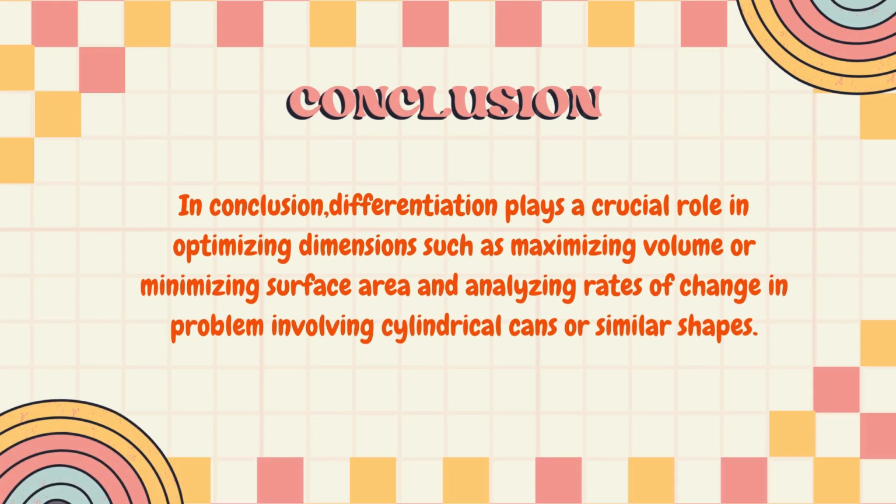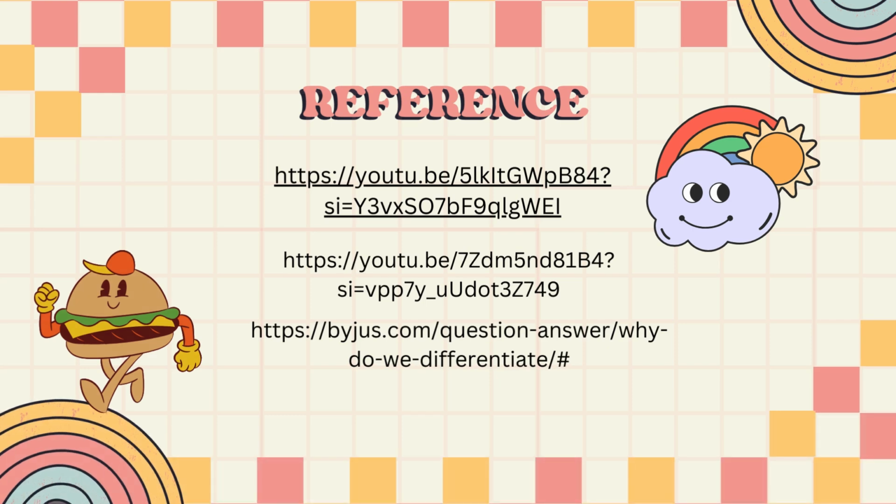In conclusion, after doing all of the calculation, we can see that differentiation plays a crucial role in optimizing dimensions, such as maximizing volume or minimizing surface area, and analyzing rates of change in problems involving cylindrical cans or similar shapes. By the way, this is our reference for our video presentation.